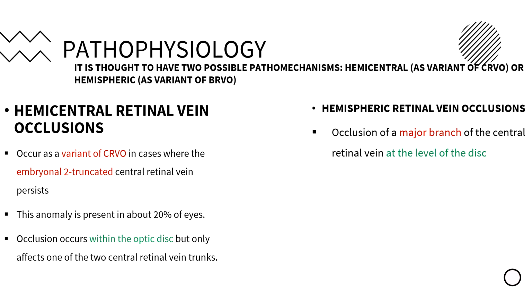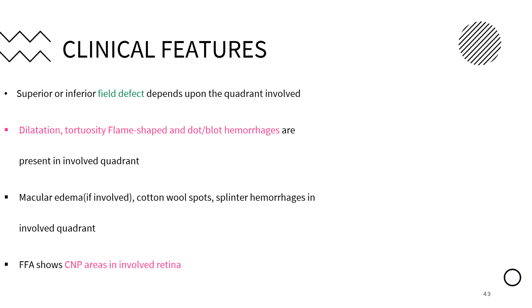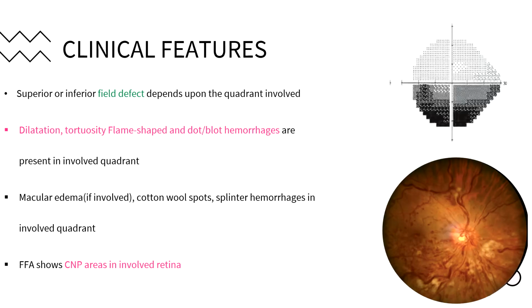Hemispheric central retinal vein occlusions are occlusions of a major branch of the central retinal vein at the level of the disc. Clinical feature: inferior or superior field defect, depending on the quadrant involved. Dilatation and tortuosity, flame-shaped hemorrhages, and dot and blot hemorrhages are seen in the particular quadrant.